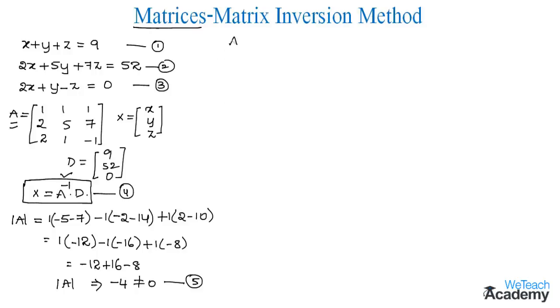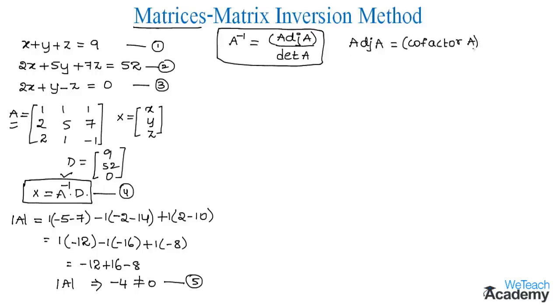First let us find the value of A inverse, which is given by the formula adjoint A divided by det A. So adjoint A is equal to the transpose of the cofactor matrix. What we need to do is find the cofactors of matrix A.